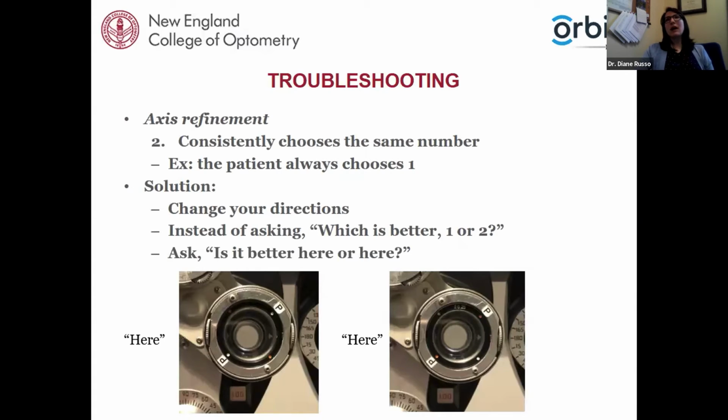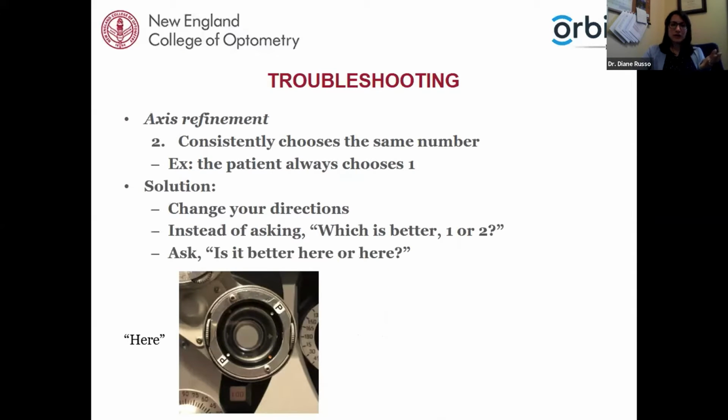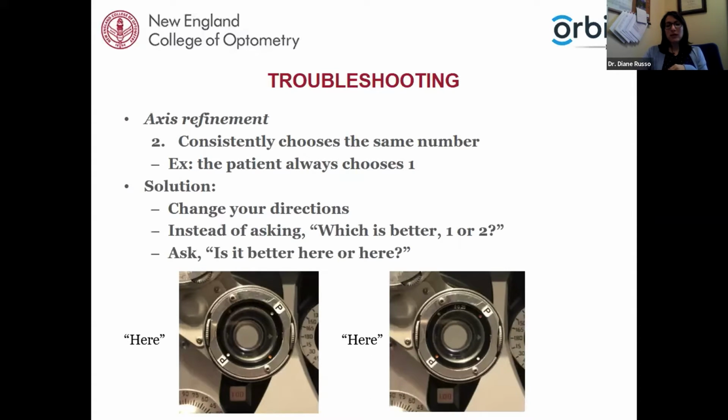But some common responses that the patient will say, if you ask, is it better here or here: the patient may say "this one," and they mean the second choice. Or they may say "the other one," and they mean the first choice.